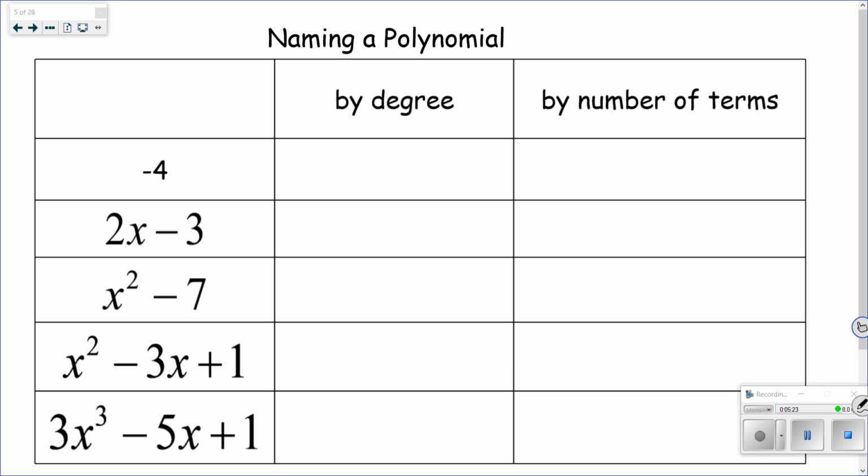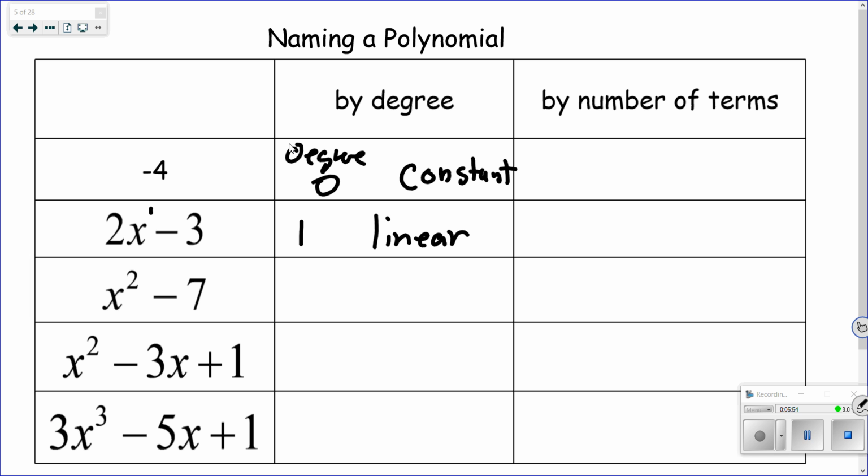If you look at the first one, I've got -4. That's degree 0. Whenever it's degree 0, we name it a constant. A constant is a number without a variable. If it doesn't have a variable, it's degree 0. This one is degree 1, and degree 1 we call linear. You may remember back to when you learned about linear equations, like y equals mx plus b. When it's in that form, it's always x to the first power, so we call it degree 1, linear.